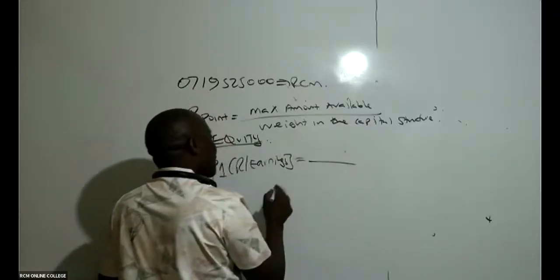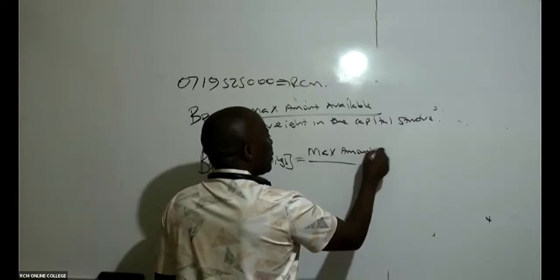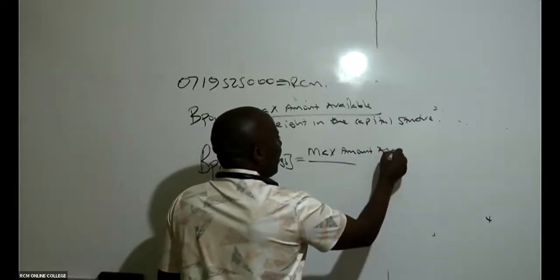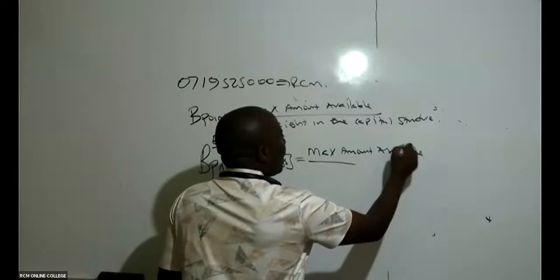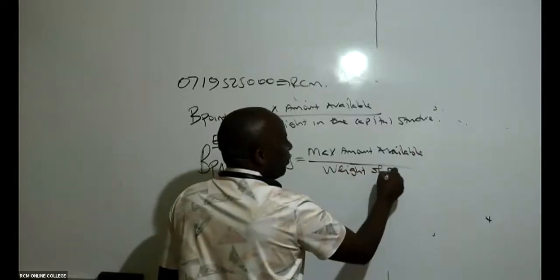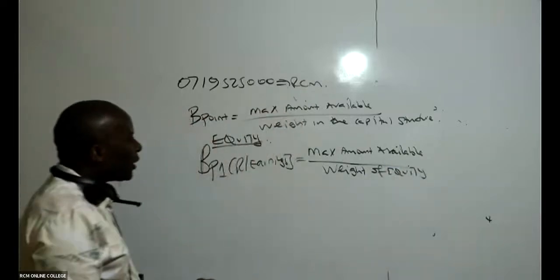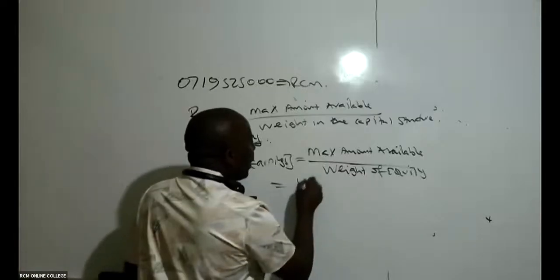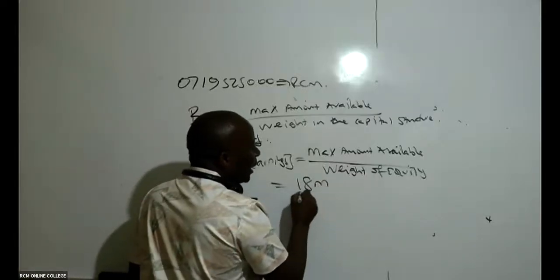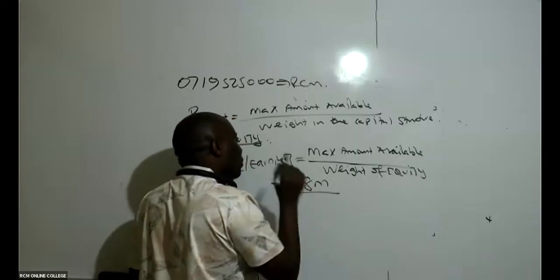So this breakpoint will be the maximum amount available divided by the weight of equity, because retained earnings is an equity component. You're saying that for retained earnings we have 18 million, so we divide this 18 million by the weight of equity in the capital structure.